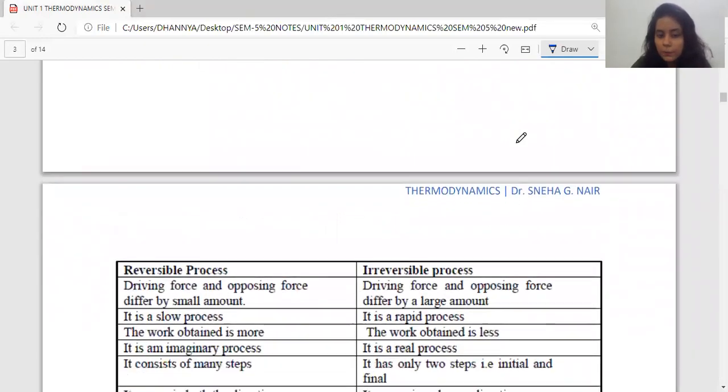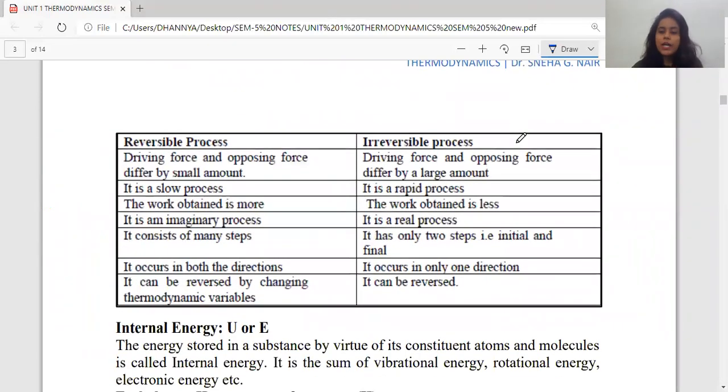All the major products. Now, if I have to give a difference between the reversible and the irreversible process, how am I going to explain it? See, the driving force and the opposing force differ by a small amount in a reversible process. On the contrary, in the irreversible process, they differ by a large amount. Why? Because they're not getting slipped back to the same reactant stage. Reversible processes are always slow, while irreversible processes are very rapid.